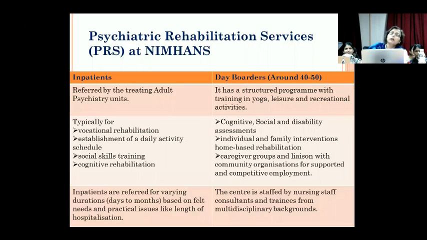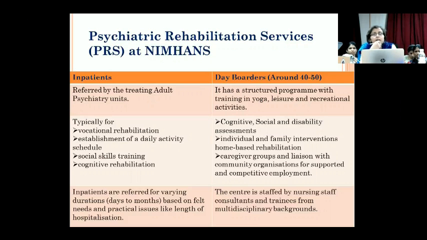I'll just give you a brief about what kind of patients, what type of clientele we see in psychiatric rehabilitation services. Basically, we have two groups: inpatients and day boarders. Inpatients are usually referred by the treating adult psychiatry units, and mostly we have 5 to 10 inpatient referrals per day, which increases and decreases accordingly. The second group is the day boarders, around 40 to 50 at a given point of time in a day. Both inpatients and day boarders avail the various psychiatric rehabilitation services which we provide.